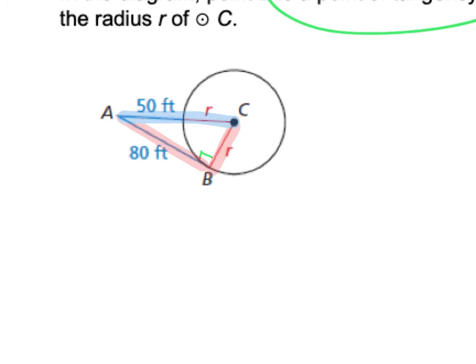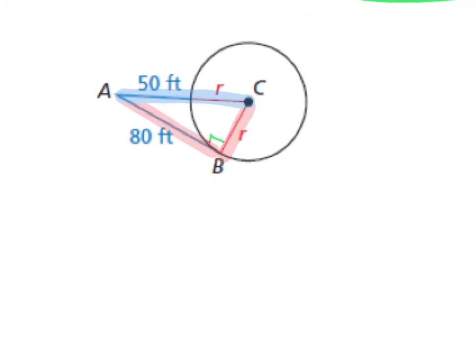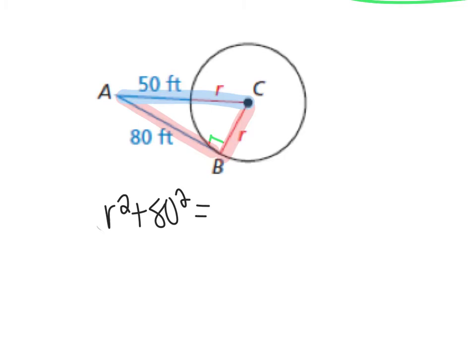So in order to find R, I'm going to have to use the Pythagorean theorem. I'm going to say my legs, which are the two red ones, are going to be R squared plus 80 squared, and that is going to equal the whole blue segment, which is R plus 50. And remember, the Pythagorean theorem says that we square that. So why don't you pause the video and see if you can solve this on your own, and then once you're done, you can start it again and see if you are correct.